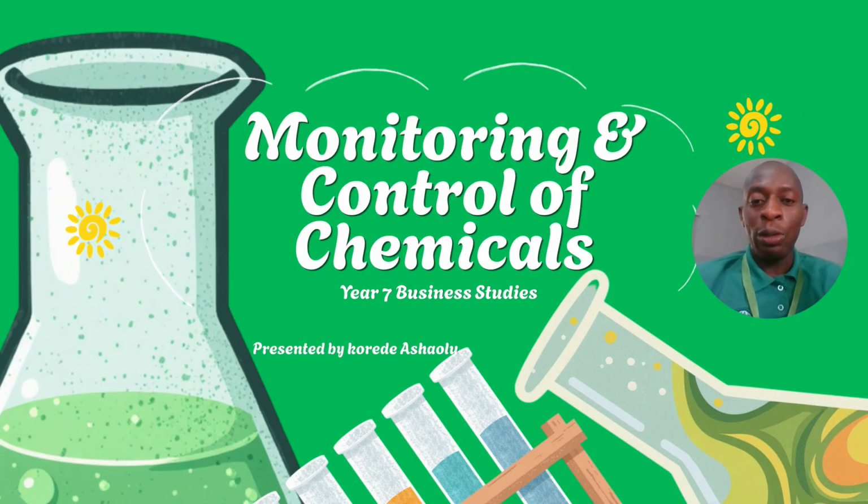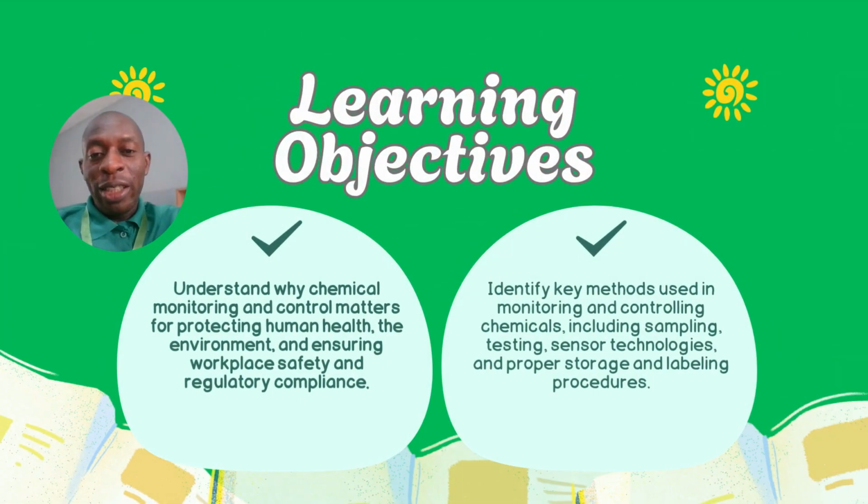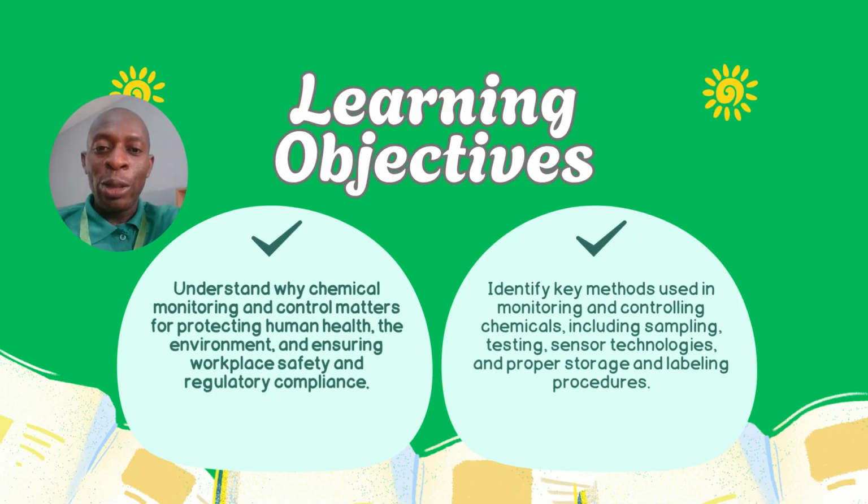Please come with me as we look at the learning objectives for this lesson. The learning objectives: the student should be able to understand why chemical monitoring matters for protecting human health, the environment, and ensuring workplace safety, and to identify the key methods used in monitoring chemicals, which include sample testing and sensors.